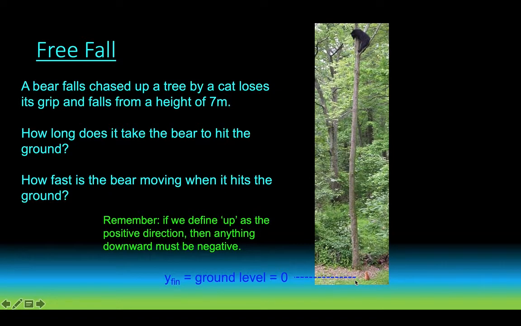a height of 0. And I look at this picture, I think about it, and I realize, okay, ground level is 0. That's going to be the final position of the bear when it hits the ground. Based on this designation, I must be consistent throughout the rest of this problem. If ground level is a height of 0, then the initial height of the bear is going to be +7 meters.